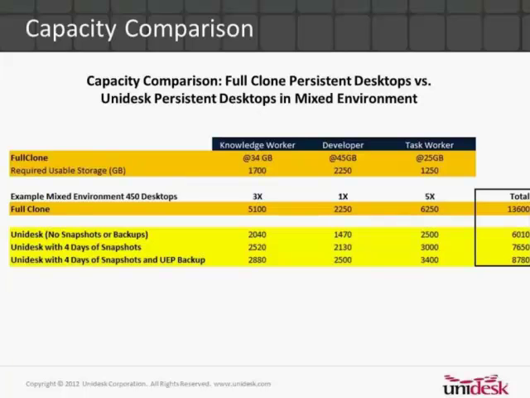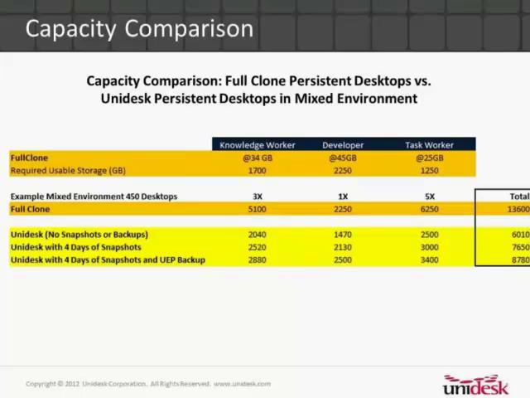So for a knowledge worker, for a Windows 7 machine, which is all this is based on, a full clone would be, at VMware's recommendations, about 34 gigabytes for the full clone. And the required storage for that would be about 1.7 terabytes. For the developer, it's about 45 gigabytes per desktop, or 2.2 terabytes, and so on. Then what I've said is, what if we have 3 cache points worth of knowledge workers, 1 cache point worth of developers, and 5 cache points worth of task workers? What would we see for numbers?